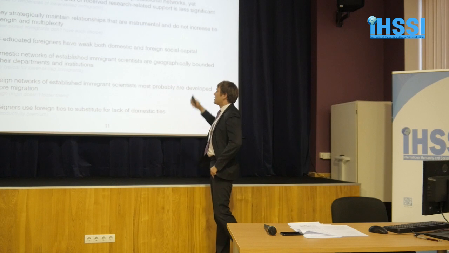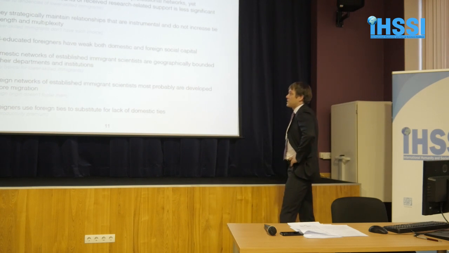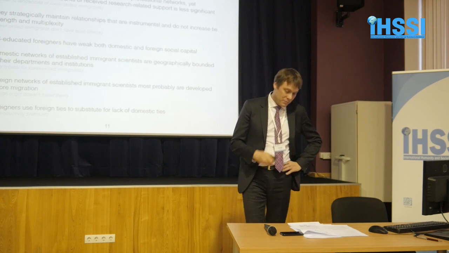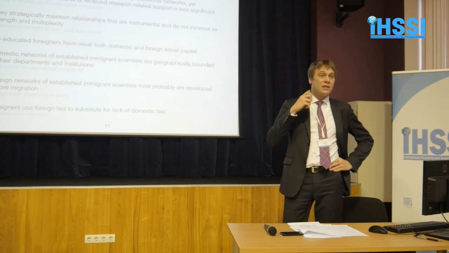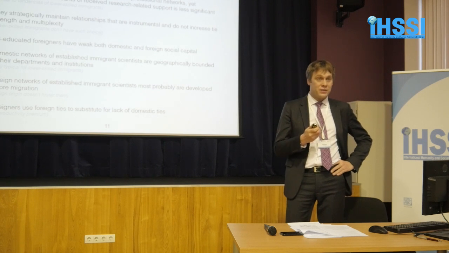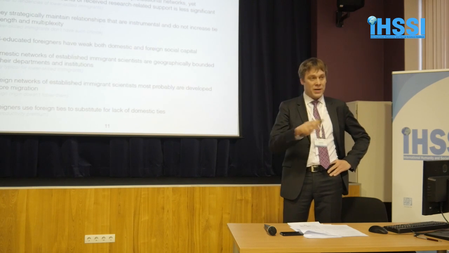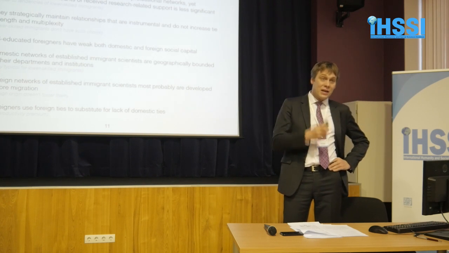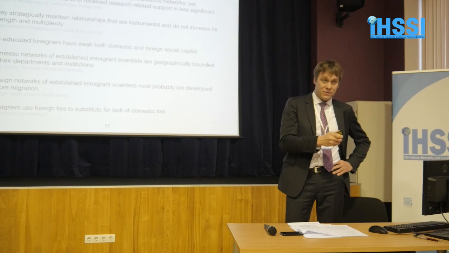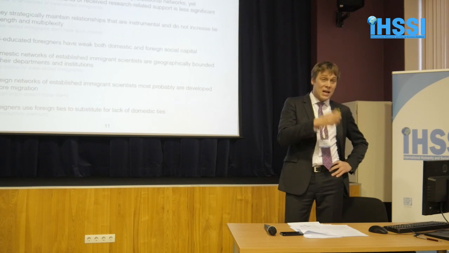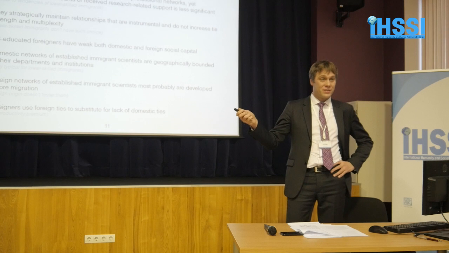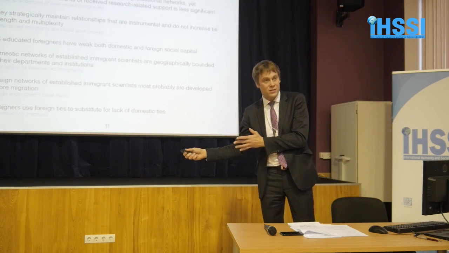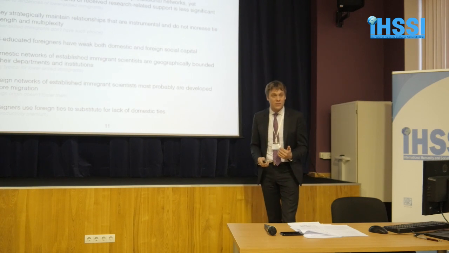So, the third one is the US educated foreigners. There is a big problem. The big problem is that their foreign capital is weak. It's as weak as for all Americans. It's not stronger. It's not bigger. And another aspect is that their American capital is as weak as for foreigners. So it's a double-edged sword. They don't develop foreign social capital, and they don't develop local social capital.